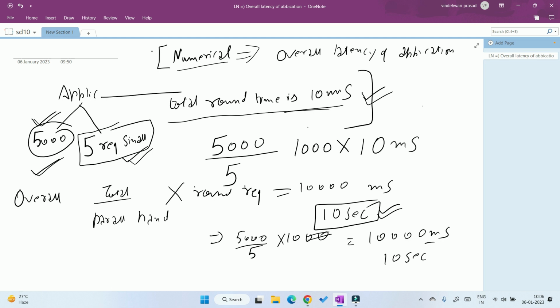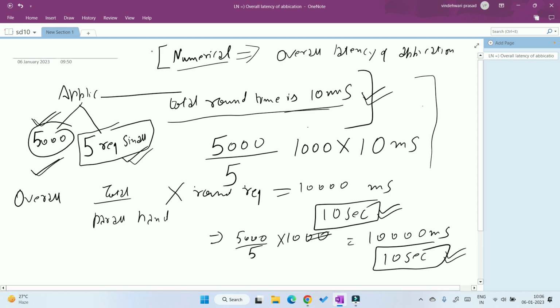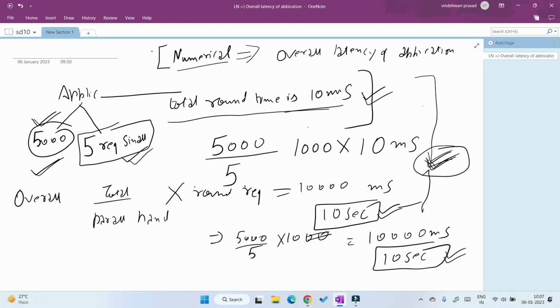So this way we can solve a latency-related question. Many times this type of question will be asked to find the overall latency of any application. Or if you build any application and want to find the overall latency of your application, you can easily find it this way. So I hope you understand the question.